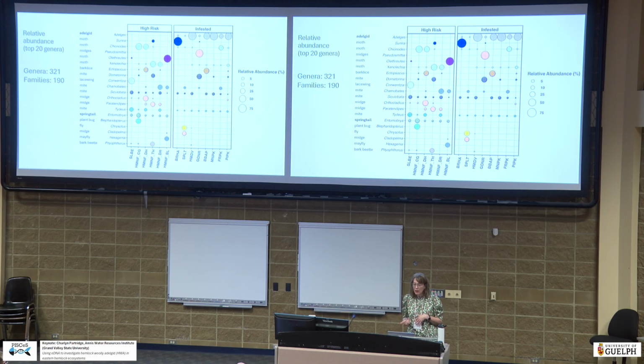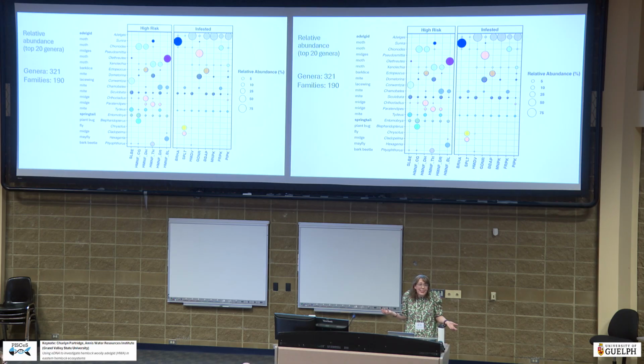So this is a bubble plot showing the top 20 most abundant genera that we found on our traps. In total, we identified 321 unique genera that encompassed 190 families. So the way this bubble plot works is here are our high-risk sites, here are our infested sites, here are the site names, and then here are the genera that we're talking about. The size of the bubble represents its relative abundance in that sample, and then the color is reflective of the family of that genus. So if you see two that are the same color, then that means that these two groups belong to the same family.